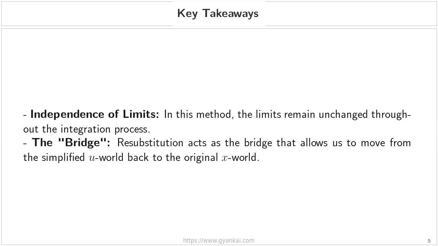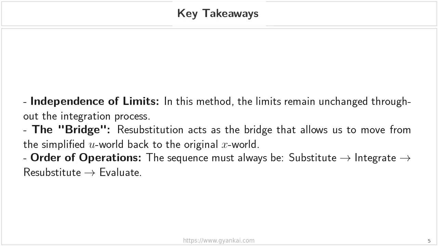Next, we have the bridge, resubstitution. Think of resubstitution as the essential link, or the bridge, that connects our work in the simplified world of u, where the integral is easier to solve, back to the original problem expressed in terms of x. We solve the integral with respect to u, and then resubstitution allows us to express the answer back in terms of x before we evaluate using the original limits. Without this step, our answer would be in terms of u, which isn't what we want.